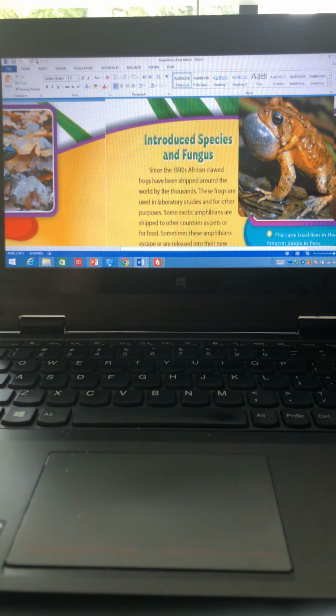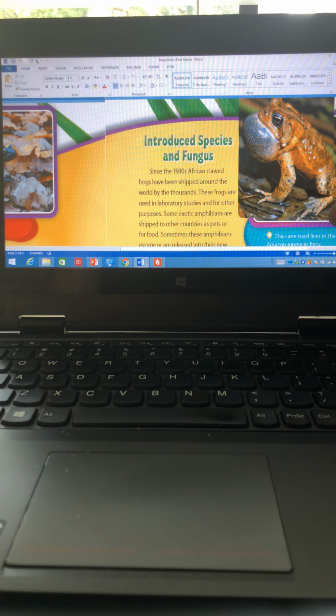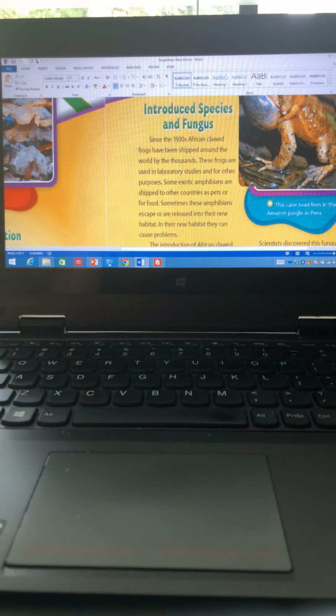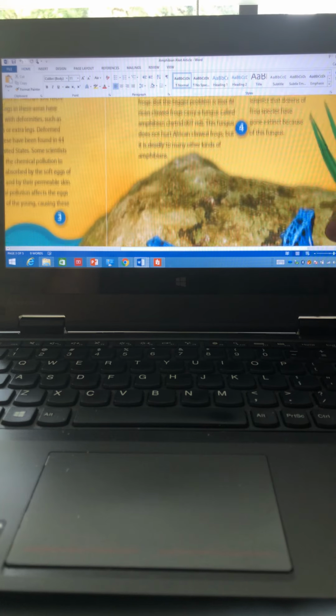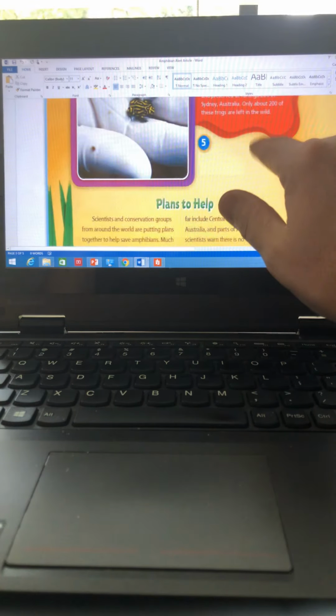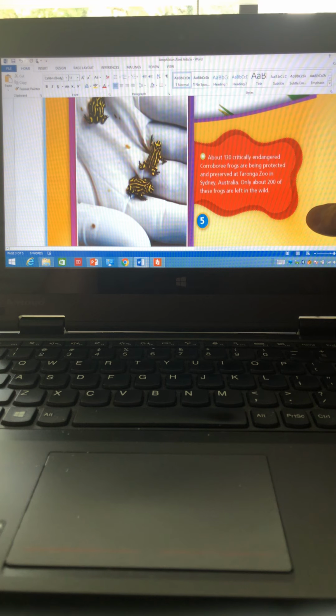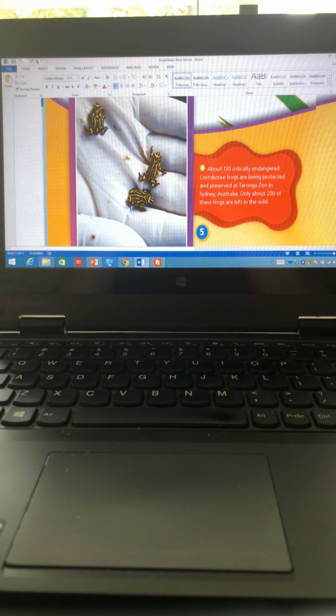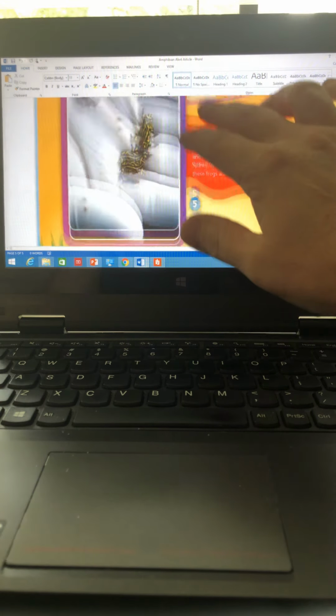We see your visual feature, the African clawed frog. The caption says, this cane toad lives in the Amazon jungle in Peru. Our next visual feature is a photograph of these tiny little guys, the black and yellow little frogs. Our text feature is the caption. About 130 critically endangered Corroboree frogs are being protected and preserved at Taronga Zoo in Sydney, Australia. Only about 200 of these frogs are left in the wild.